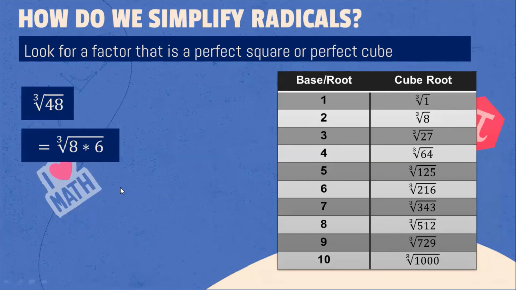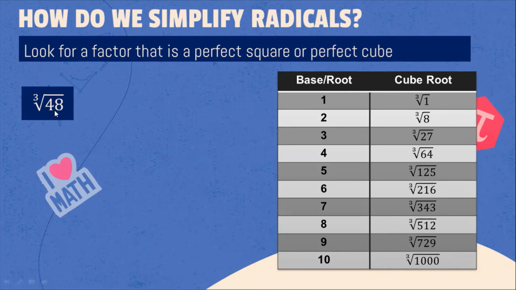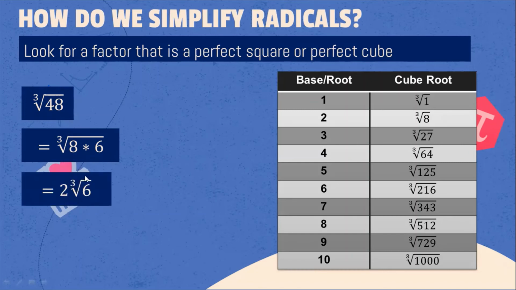Next one, let's try a cube root. What is the cube root of 48? We need to look for a factor that is a perfect cube. One of the factors must be a perfect cube, and those factors are 8 times 6. 8 times 6 is 48, and 8 is a perfect cube. So we can simplify the cube root of 8, and that is 2 cube root of 6. The final answer is 2 cube root of 6.